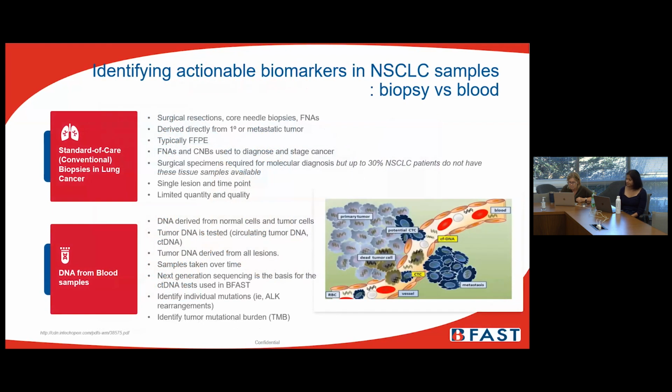Being able to look in the blood as a blood biopsy opens up a whole new avenue for patients who perhaps aren't able to have a surgical resection of DNA. The circulating tumor DNA, what we've talked about already today. In this case, we're talking about that baseline or prior to treatment. This is not for monitoring. This is when the patient first presents with non-small cell lung cancer.